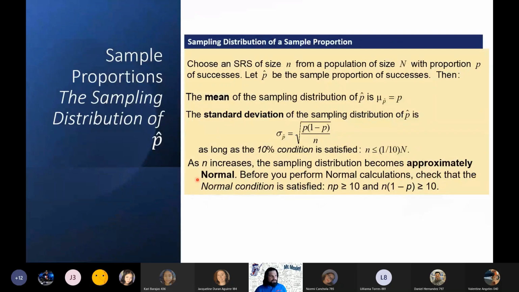And that leads us to these rules. Sampling distribution of a sample proportion. If we choose an SRS of size n from a population of size capital N with proportion p of success, we let p hat be the sample proportion of successes. Then the mean of the sampling distribution of p hat is p. We don't have to do a calculation. The mean of the sampling distribution is whatever the proportion was supposed to be from the population.